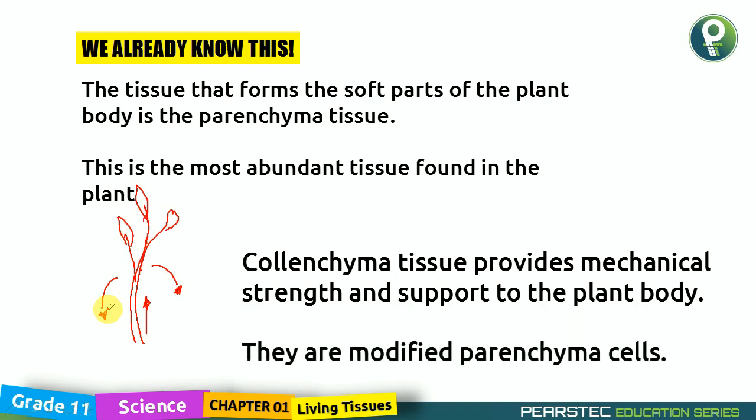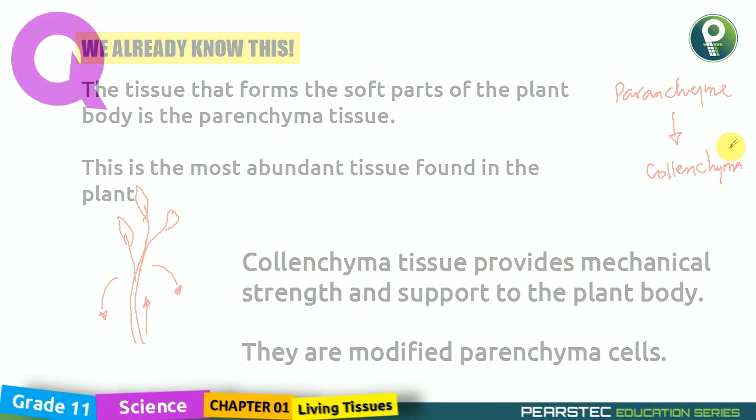Now look at this particular point: they are modified parenchyma tissues. So the parenchyma tissue is the one which is modified into collenchyma at a later stage. We came to know that at a later stage the parenchyma is modified into collenchyma tissue.